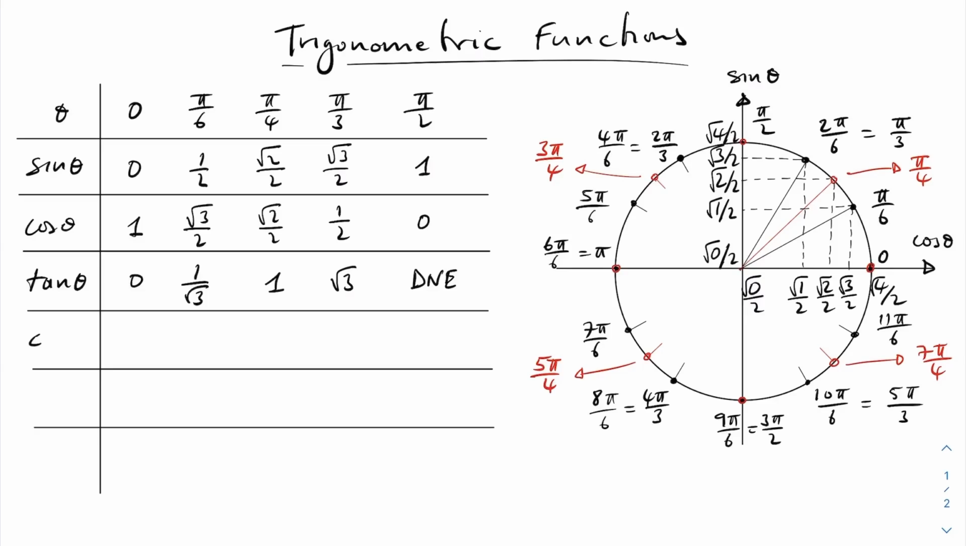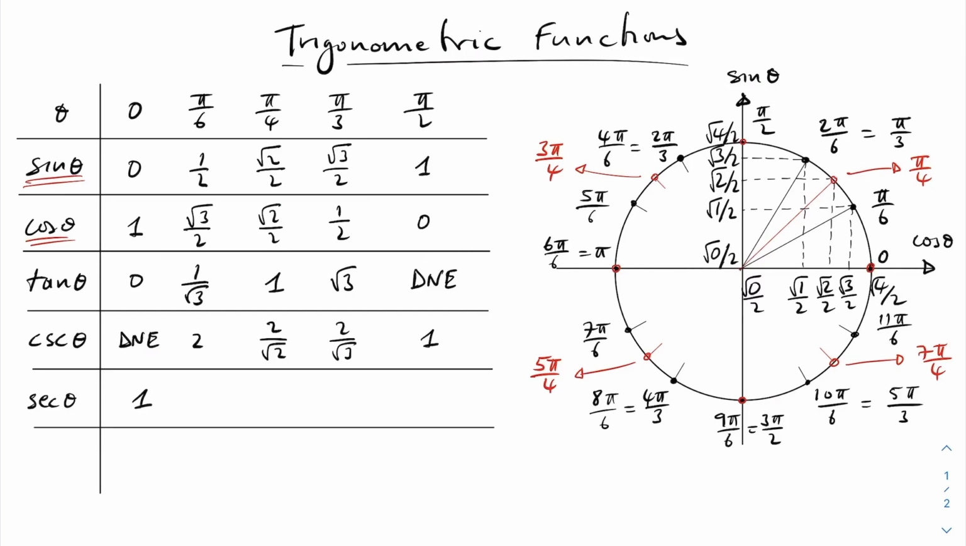With that, you can also figure out what the cosecant is, because that's going to be the reciprocal of the sine function. And so we're going to have here for the first one, 1 over 0, which doesn't exist. Then the next one here is going to be the reciprocal of 1/2, which is 2. Then you're going to have 2 divided by the square root of 2. Then 2 divided by the square root of 3. Then 1.